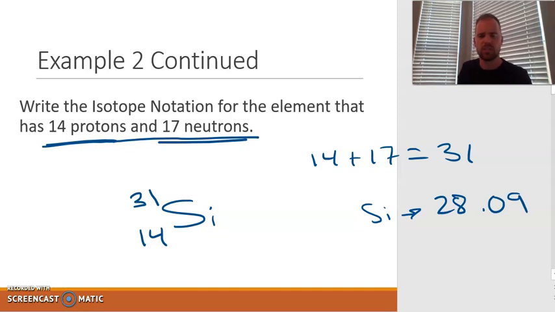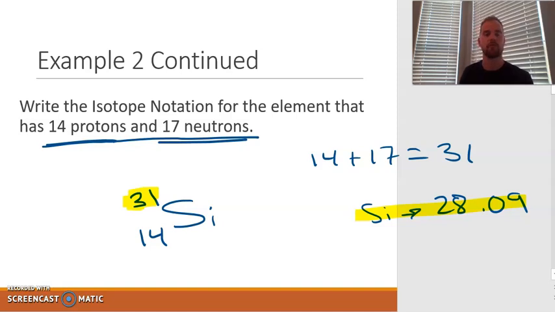So sometimes students see this discrepancy. They say, well, wait, hold on. The periodic table is telling me silicon is about 28.09, but this silicon atom is 31. Is that a mistake? Is that wrong? No. Remember back when Dalton said that atoms of the same element should all be identical? Well, that actually wasn't true.